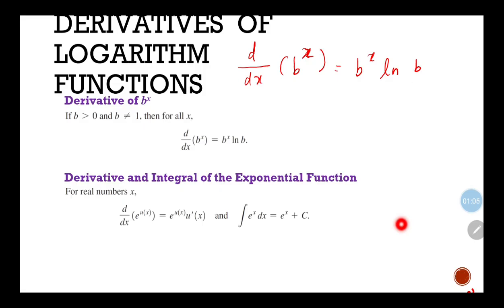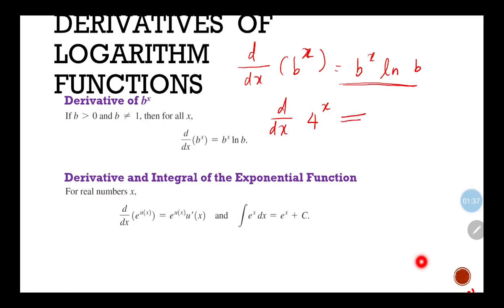Okay, let me show you in numbers. So this is the formula for the derivative of b to the power of x. The derivative of b to the power of x is b to the power of x ln b. Okay, let's see an example here. We want to find the derivative of 4 to the power of x.